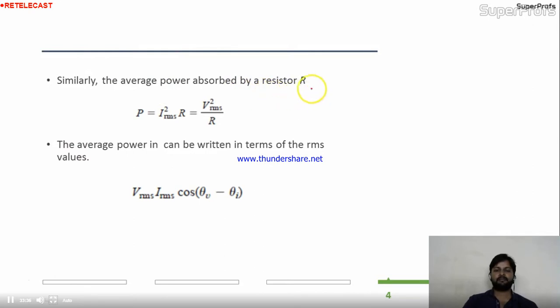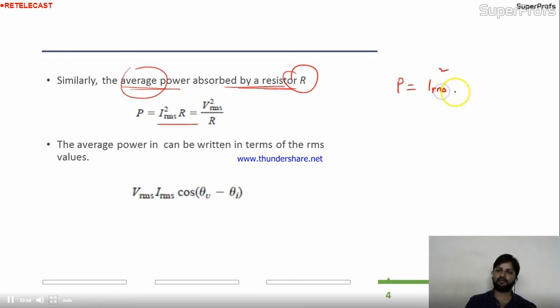The average power absorbed by the resistor in terms of RMS value. The given formula is Irms squared into R, or Vrms squared by R. For the resistor, the average power absorbed is given by P equal to Irms squared into R, or Vrms squared by R.